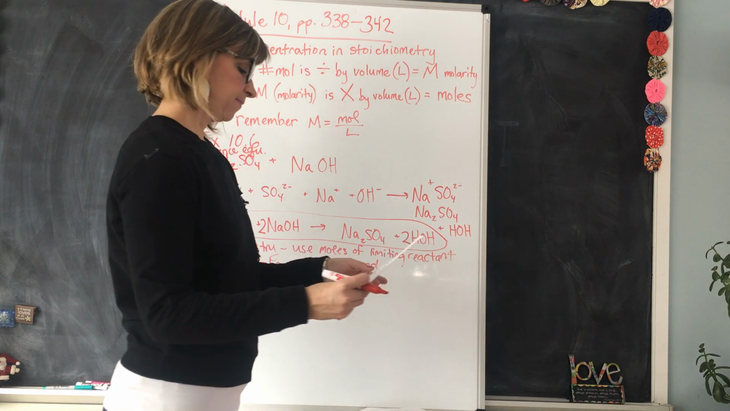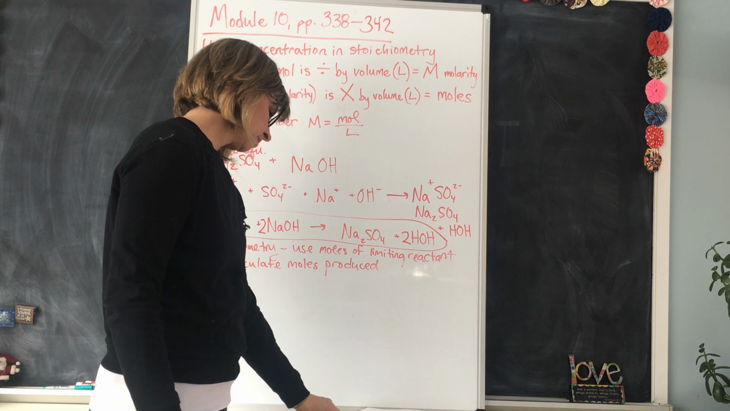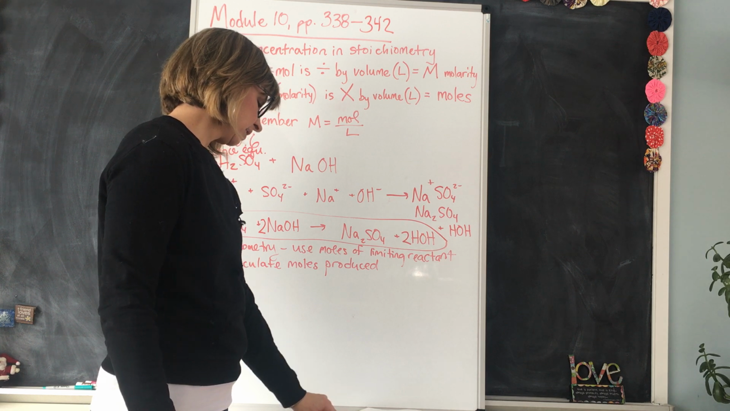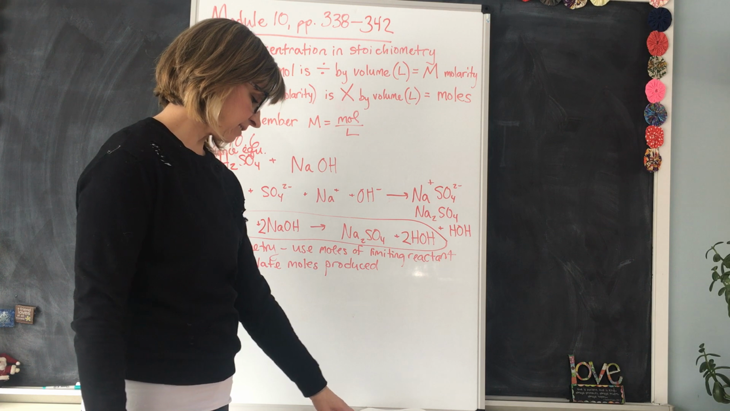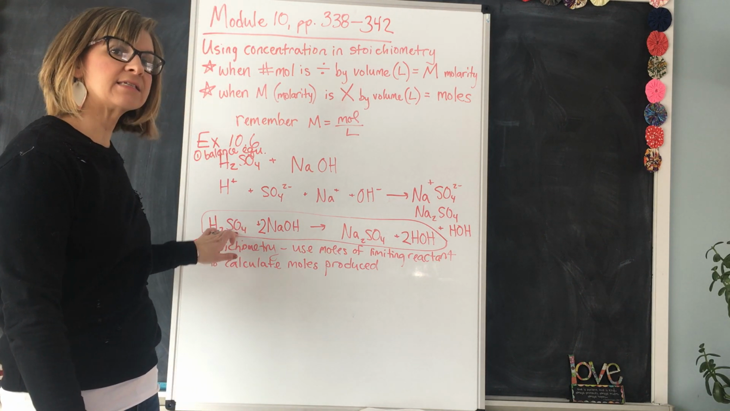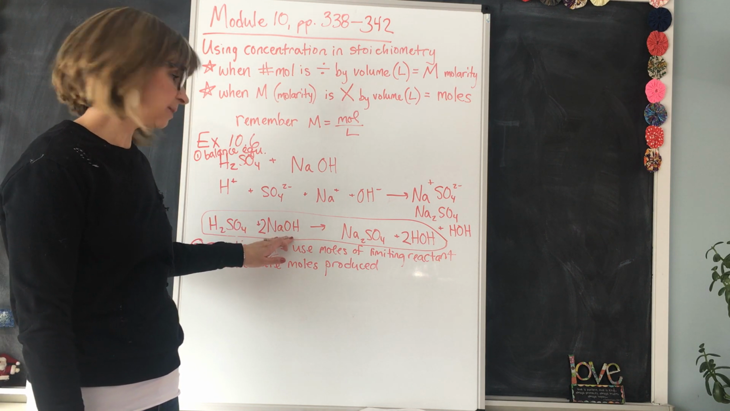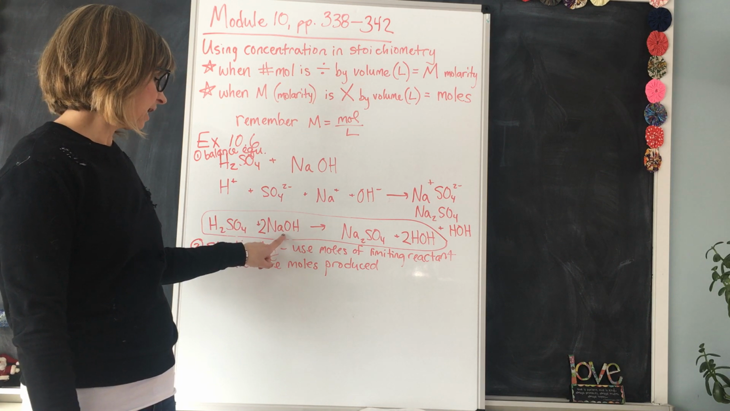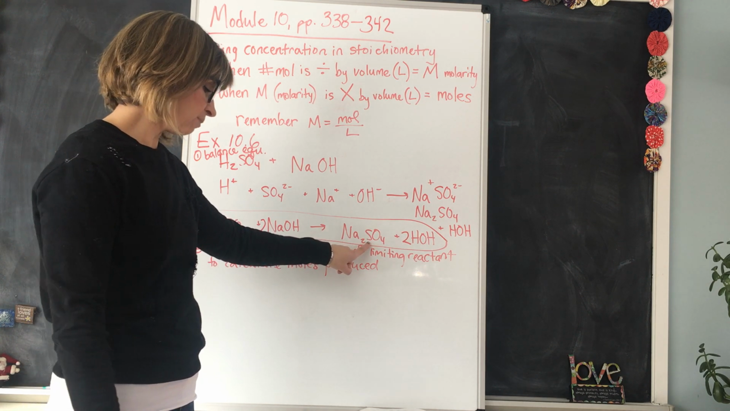So going back to the example, the question says, how many grams of sodium sulfate can be produced if so much sodium hydroxide is reacted with an excess of sulfuric acid? If there's an excess of sulfuric acid, this is not going to run out first. That means the sodium hydroxide is going to run out first, so this is our limiting reactant. So we're going to be looking at moles of sodium hydroxide, and from this we are going to calculate how many moles of sodium sulfate can be produced.